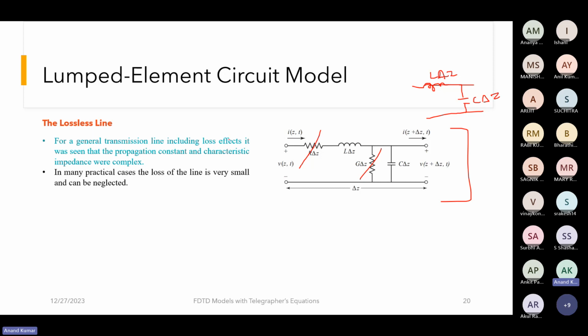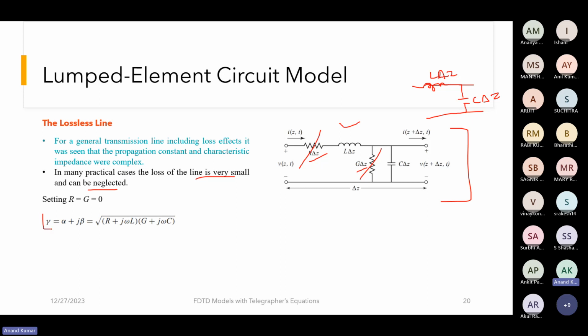And why do we do this? Usually the losses are very small, and if you want to reduce the computational complexity, we just get rid of some stuff and see how the device works, and then we can include the losses and see how much difference there is. In fact, in most practical cases, the losses are very small, and we can neglect them and perform our analysis. To do that, we just get rid of the R and G terms.